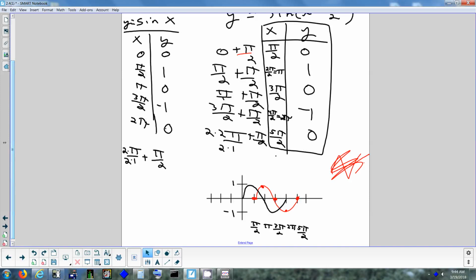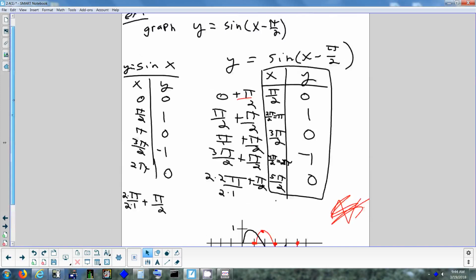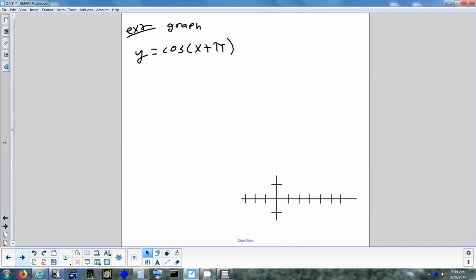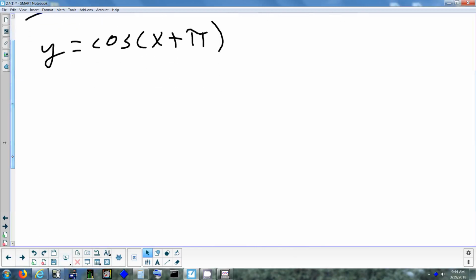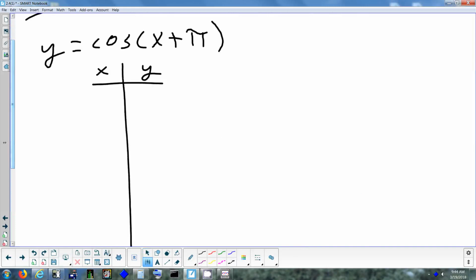Okay, so that's a shift by pi over 2 using sine. Let's try a shift by pi, this time using cosine. Okay, I'm not going to copy down the original table. You already have it in your notes. So we'll just write the final table. Okay, so we already know it's a phase shift. It's the only transformation I've taught you, so it can't be anything else yet.